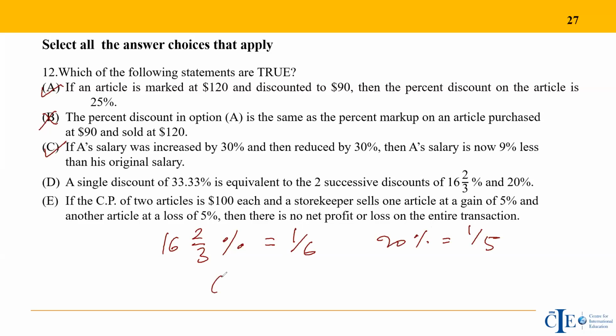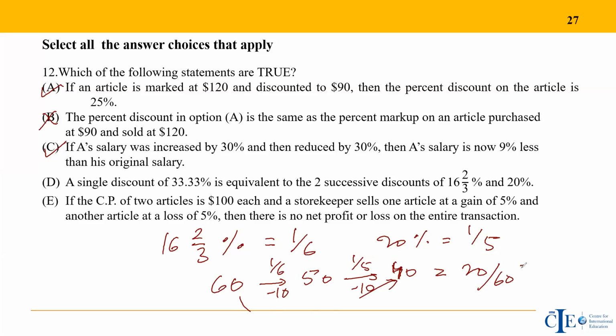Now I can simply take, let's say, the base price as 60. So first he reduced by 16.66, which means 1/6, and 1/6 of 60 is 10. So he reduced by 10, got 50. Again, he reduced by 1/5, which means another decrease of 10, which is 40. So something that was listed at 60 is now sold at 40, which means there is an overall reduction of 20 on 60, which is 1 by 3, right?